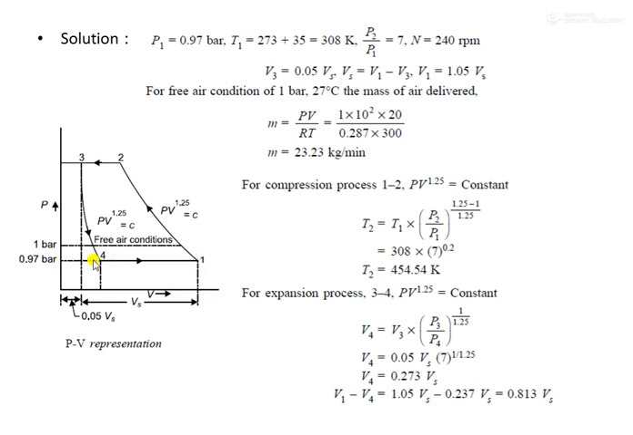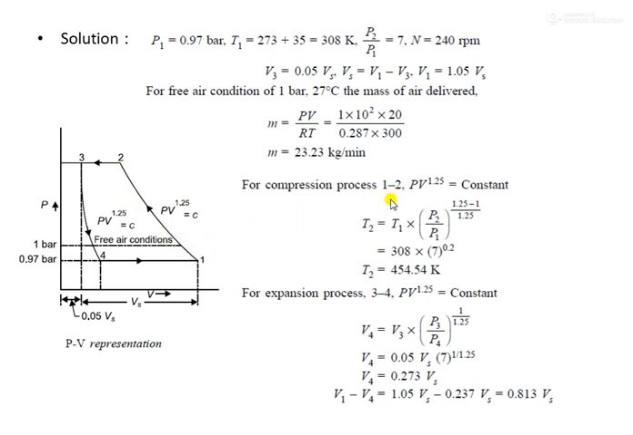Now the swept volume will be equal to V1 minus V3. So V1 will be equal to 1.05 Vs. That is the volume from the zero level up to point 1. It will be 1.05 of the swept volume, right? Now for free air conditions of 1 bar and 27 degrees centigrade, the mass of air delivered, using the characteristic gas equation PV = mRT or m = PV by RT, we can find out per minute, right?